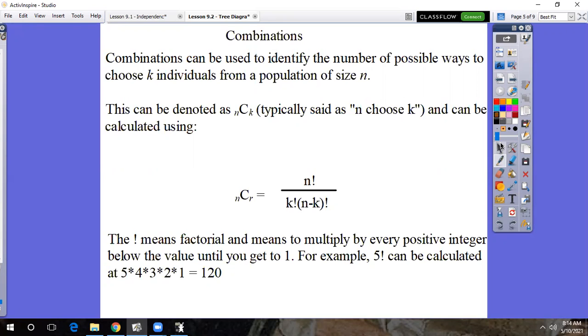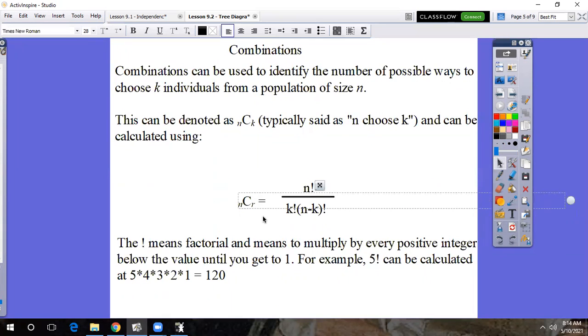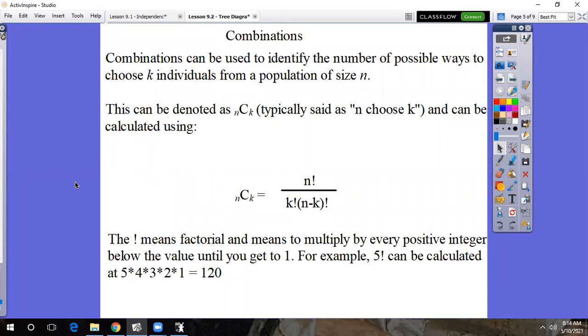So combinations are identifying the number of possible ways to choose k individuals from a sample size of n. And this little number down here should be a k, not an r. So we're going to put a little k right here. Sorry. There we go. So this is how we choose k individuals from a population of size n. This is denoted as nCk. That means n choose k, and can be calculated using this formula right here.